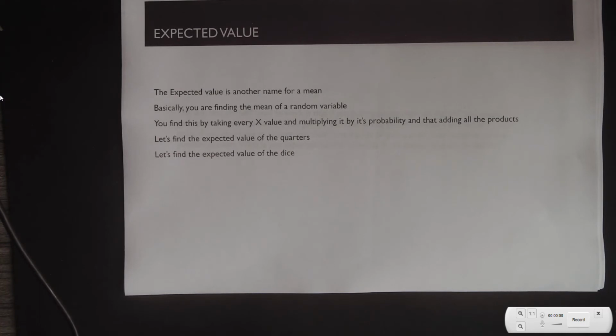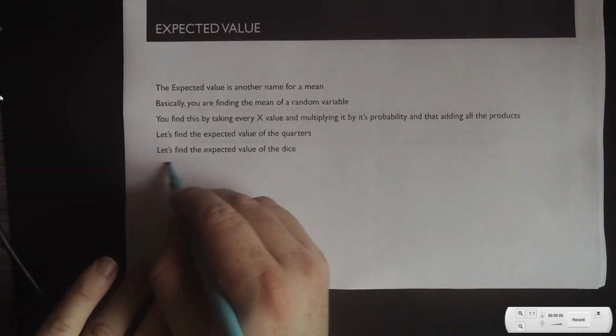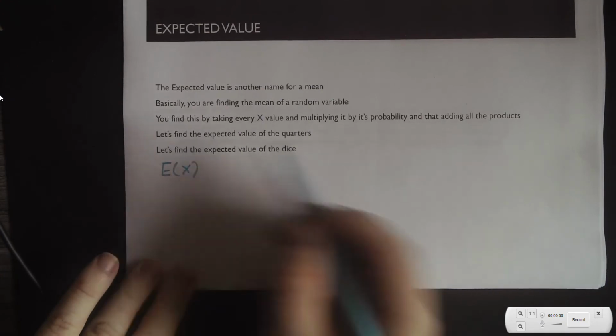So now, an expected value. An expected value is another name for a mean. Basically, you're finding the mean of a random variable. You find this by taking every x value and multiplying it by its probability and adding all the products. So we'll start by finding the expected value of the coins. And the symbolism for expected value is E of x.